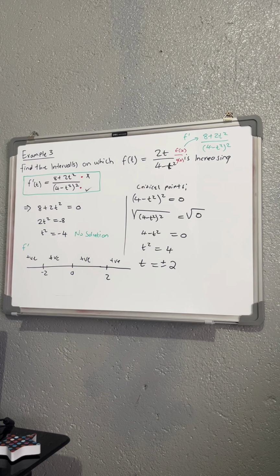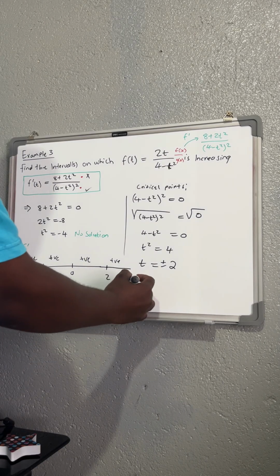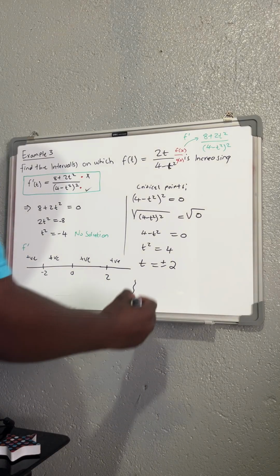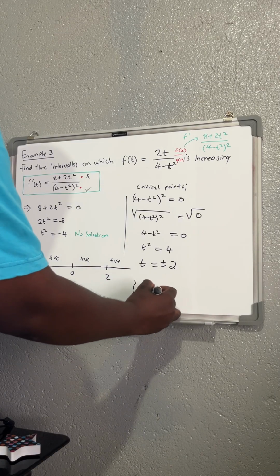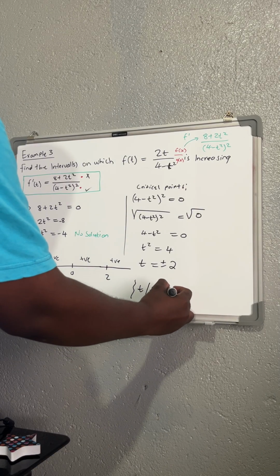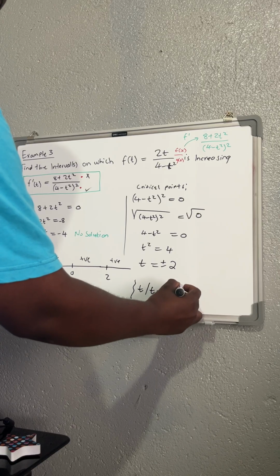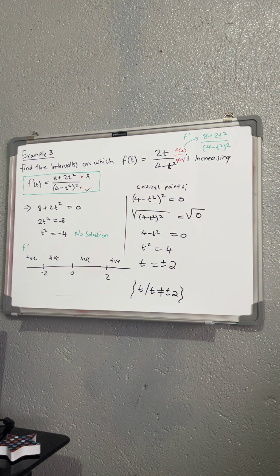For your final answer, if you're writing it in set interval, t is such that your t should not be equals to plus or minus 2. You see? So this is also your domain. I forgot to tell you guys that when you are doing these types of questions, this one and the other one, you have to write your domain first. You write your domain first.